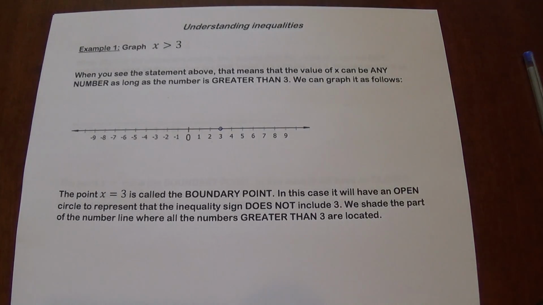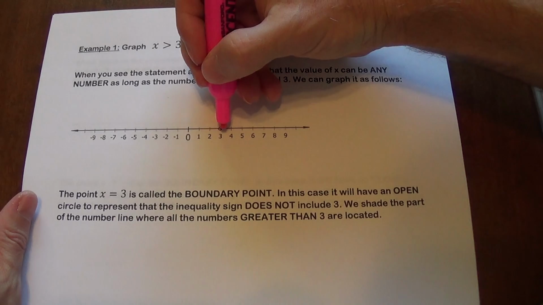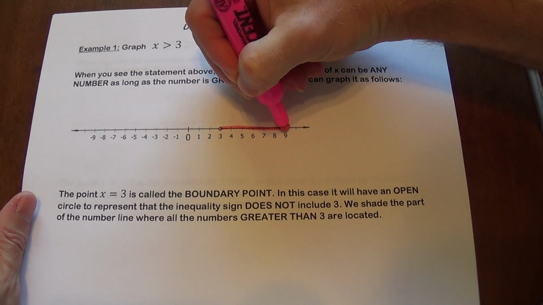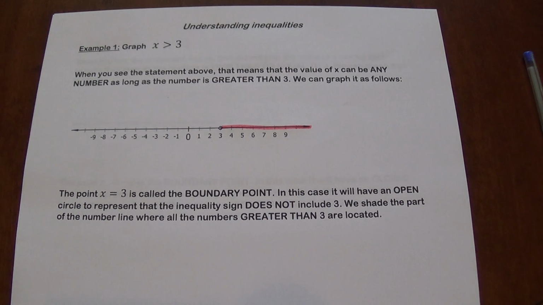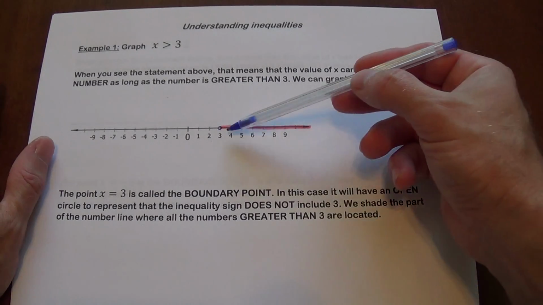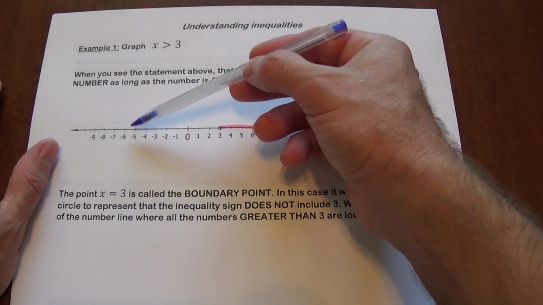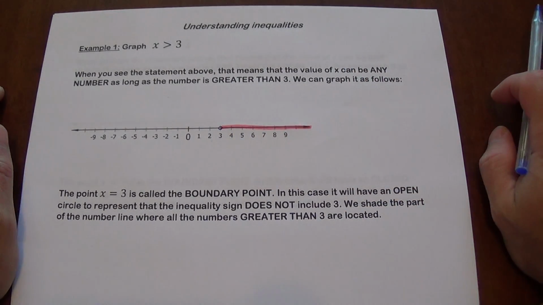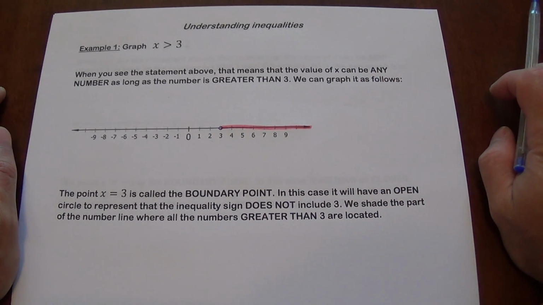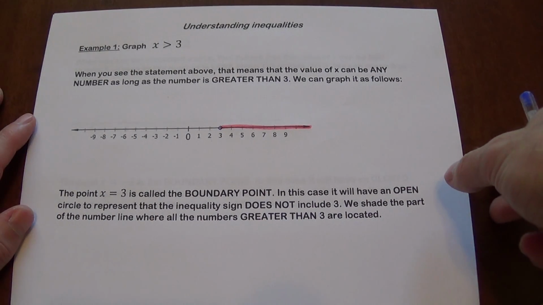And then what we do, and there are various ways this can be done, we typically shade the side. If we think about this, where are all the numbers that are greater than 3? Where are they located on the number line? They are located on the right hand side, because every number here is greater than 3 and every number here is going to be less than 3. So we are shading this part, and that indicates that we are interested in that part of the number line and that part only.